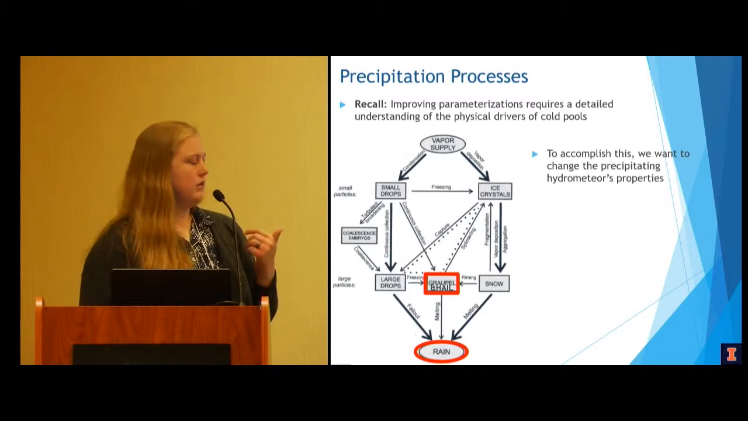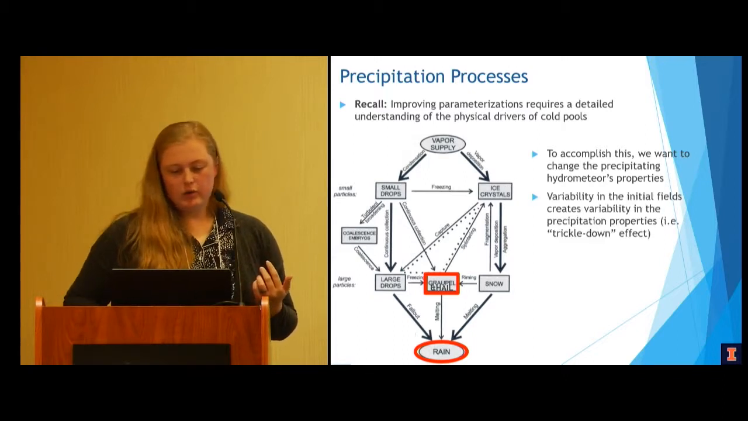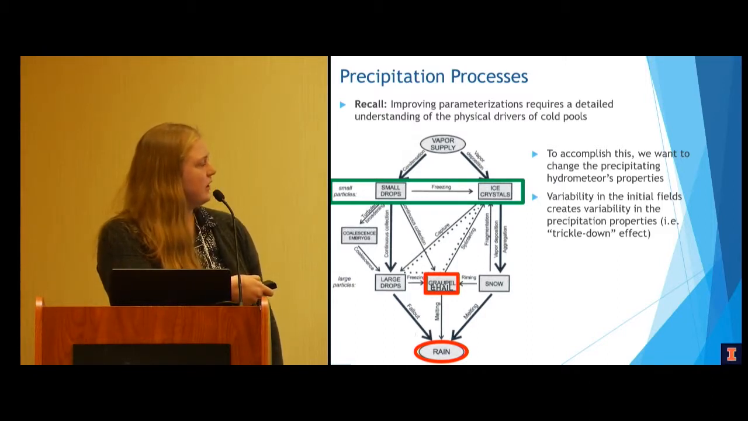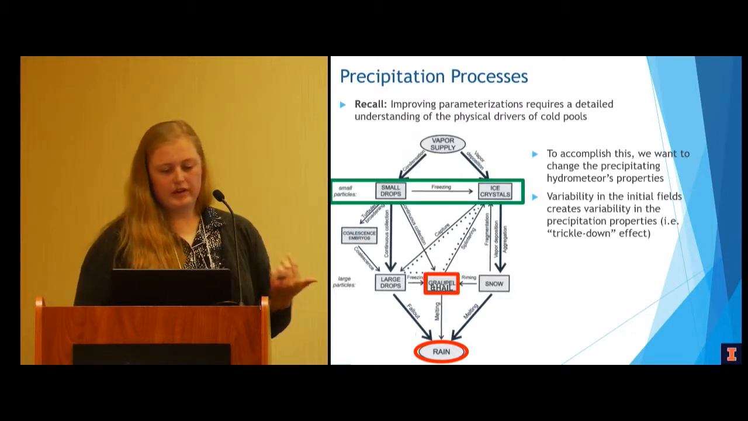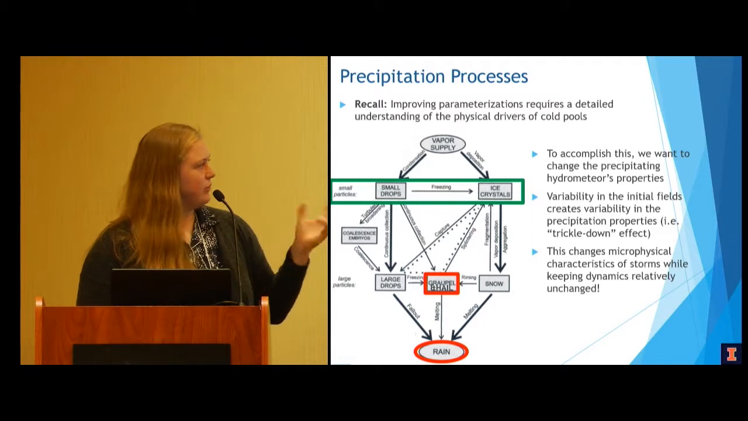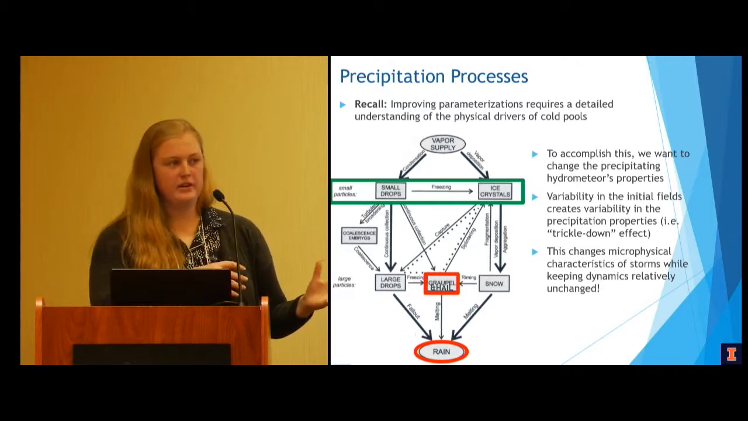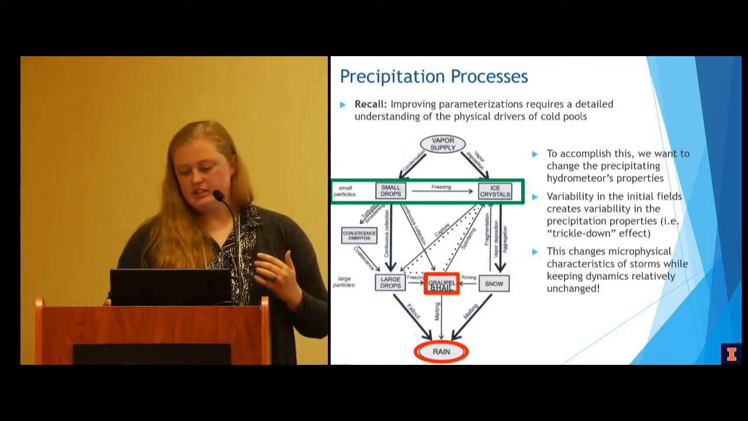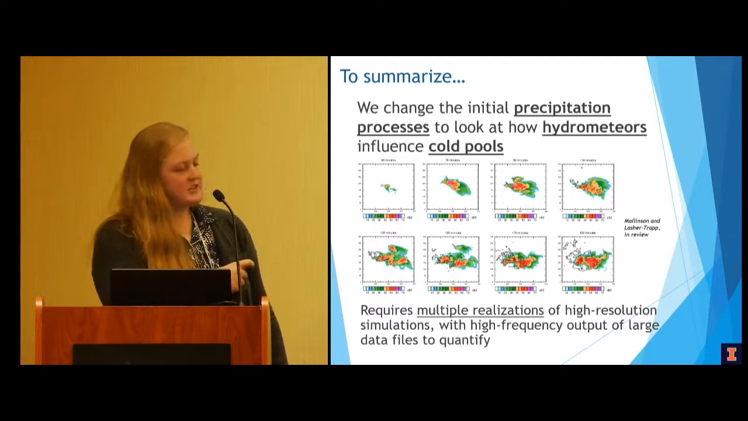You can't really, within the models, just change the amount or the size of these hydrometeors directly. So what we do instead is we create variability in the initial fields. That's going to be small ice crystals and small raindrops, and that's going to have a trickle-down effect. So in that way, we're able to change the hydrometeor properties. This also has the added benefit that it's going to change the microphysics of the storm while keeping the dynamics relatively unchanged. So we're able to do a more direct comparison between storms without worrying too much that different dynamics are also going to influence this. And so to summarize once again, we're changing the initial precipitation processes.